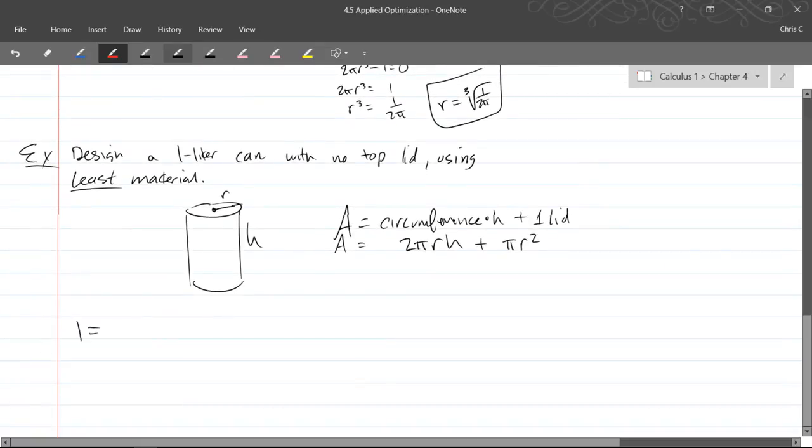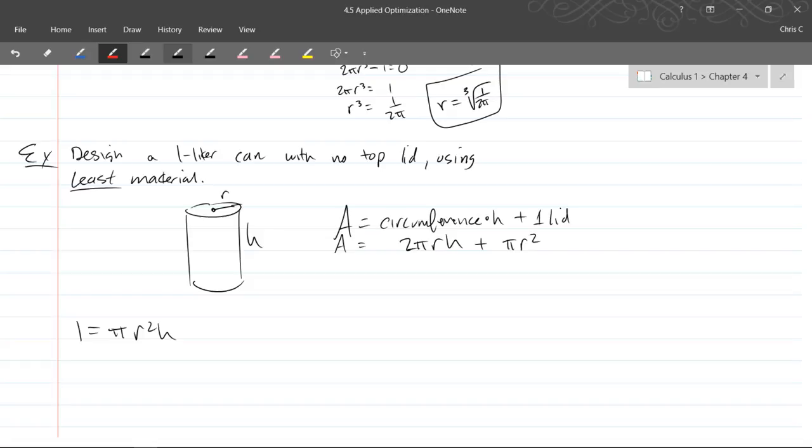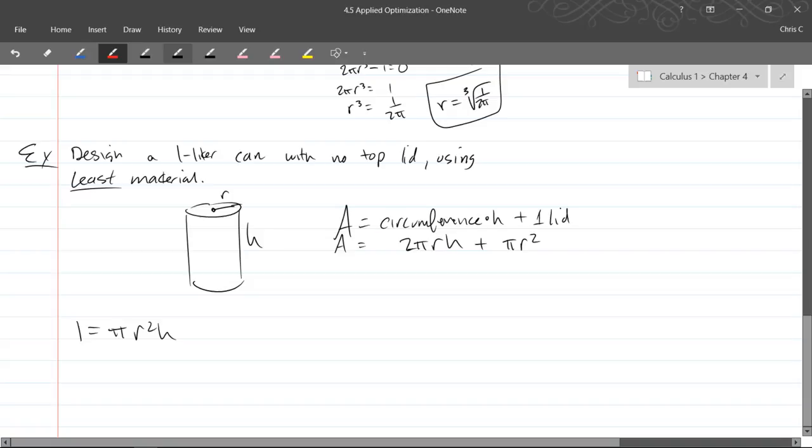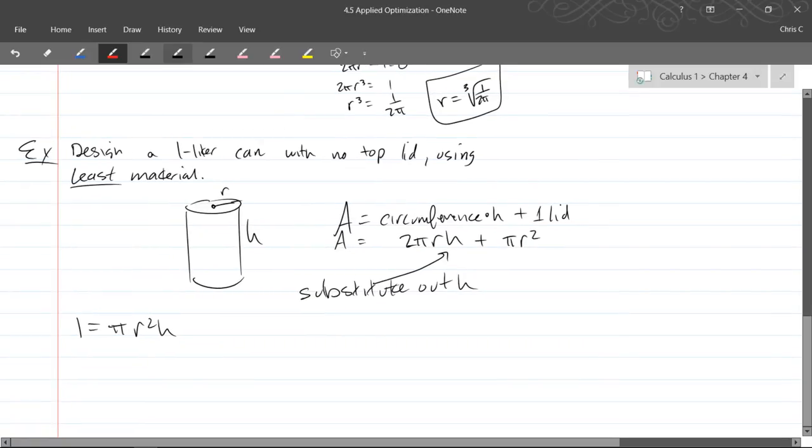So volume is 1, that's pi r squared h. Because that r is squared, let's do exactly what we did last time. It's easier to solve for h. Let's solve for h and then sub that in. So we're going to substitute out the h for some function of r. So h is 1 over pi r squared.